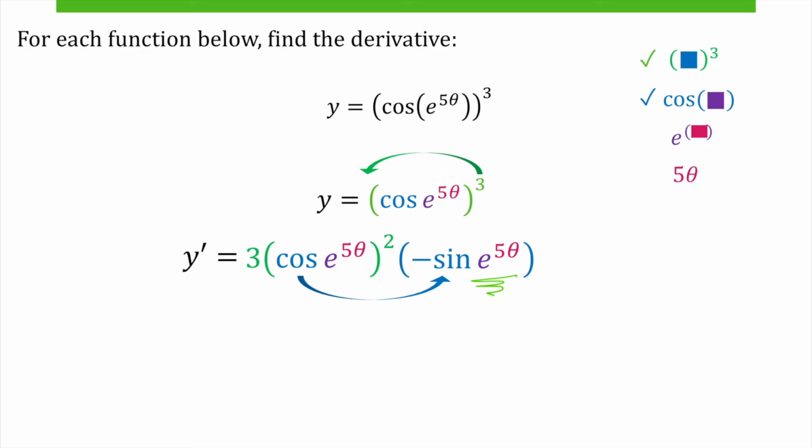Next function in line is e to the something. So that's e to the 5 theta. We'll take the derivative of that. The derivative of e to the x is just e to the x. So we're just going to rewrite e to the 5 theta. And we've got the third function taken care of. And finally, the derivative of 5 theta is 5. So we've got the fourth function taken care of.